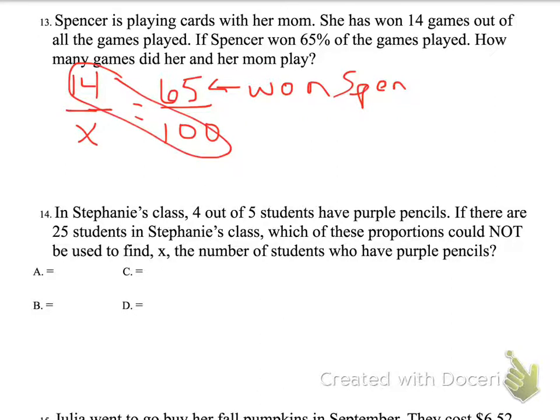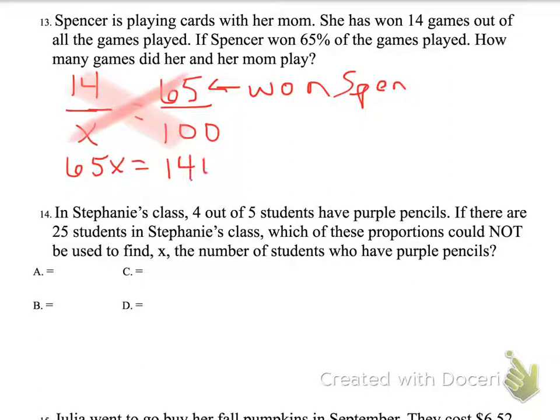And so, I can solve this by cross-multiplying. When I cross-multiply, I get 65x equals 1,400. Divide by 65. I get x equals 21.5. Well, since there can't be half a game, we can round up and say that they played about 22 games.